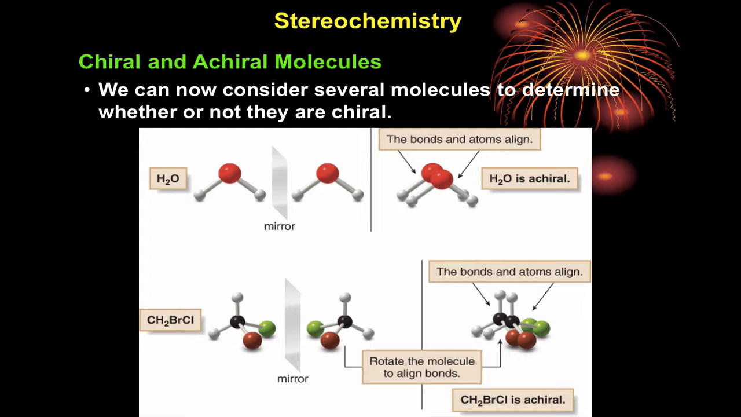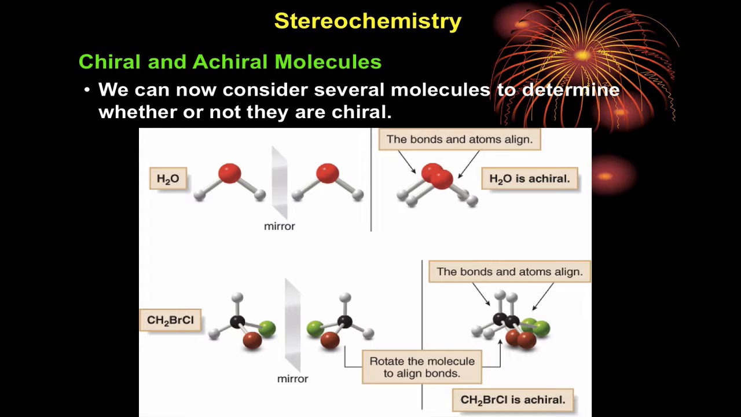So if we look at some other molecules, we see that water, H2O, is achiral, okay? I can take one water molecule and the mirror image of that water molecule, and they will still superimpose on one another, okay? And guess what water has running right down through the middle of it? A mirror plane of symmetry, okay?